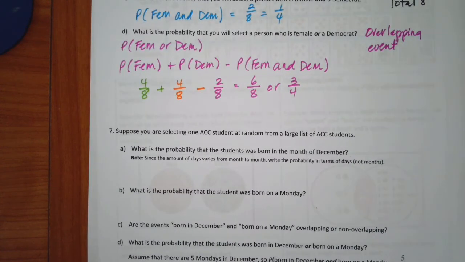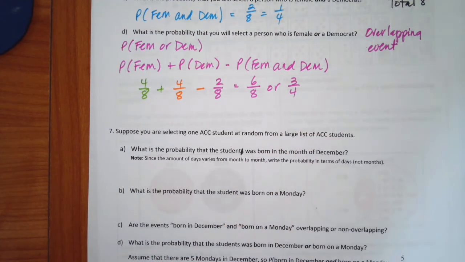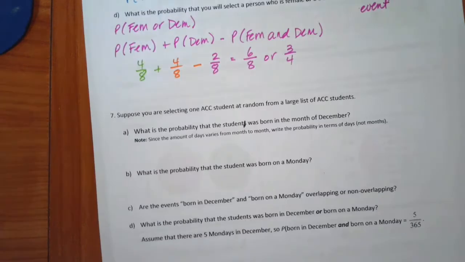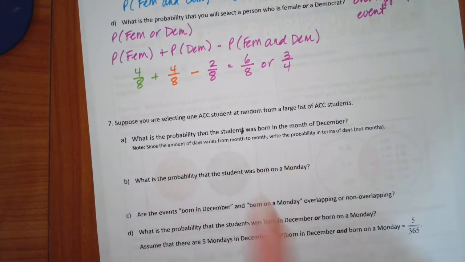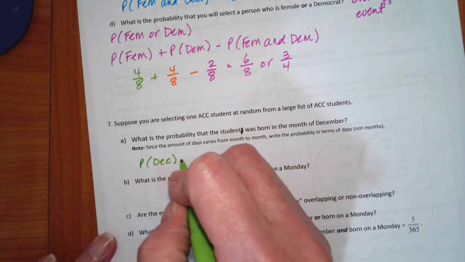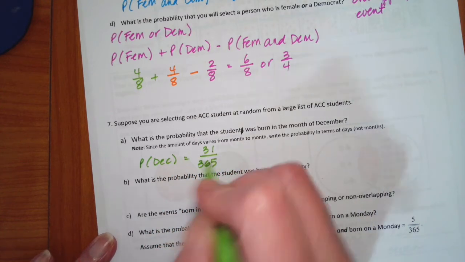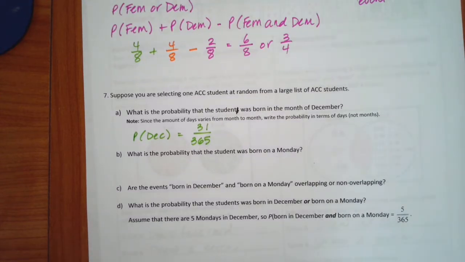Suppose you are selecting one ACC student at random from a large list of ACC students. What is the probability that the student was born in the month of December? We had done this before, so we have to use it in terms of days. So the probability of December is 31 days divided by 365. There are 31 days in December, 365 days in the year.